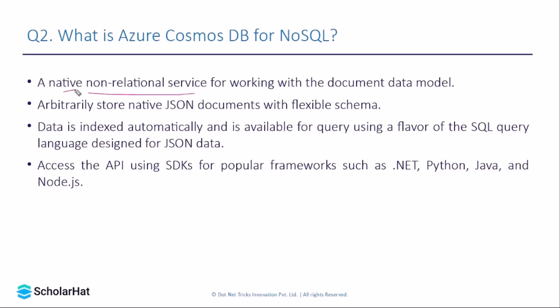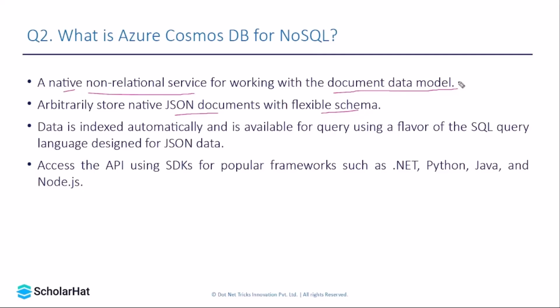By native, it simply means that it is implemented by Cosmos DB itself, and it can be used to work with the document data model. The data that is stored in Azure Cosmos DB for NoSQL is in JSON format, and this has a flexible schema. So as we know, in NoSQL databases there would be no schema constraint.